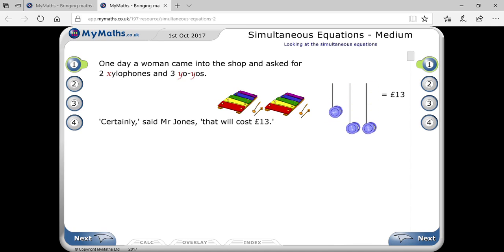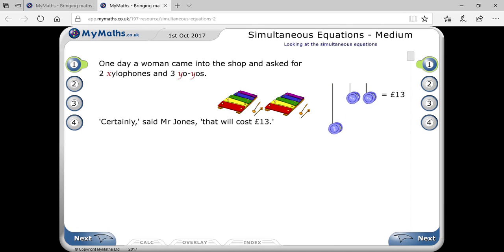So in that condition, two xylophones and three yo-yos. Okay, you have to consider it in this way. Suppose that one xylophone costs X, and one yo-yo costs Y. So that means 2X plus 3Y equals 13. Okay.